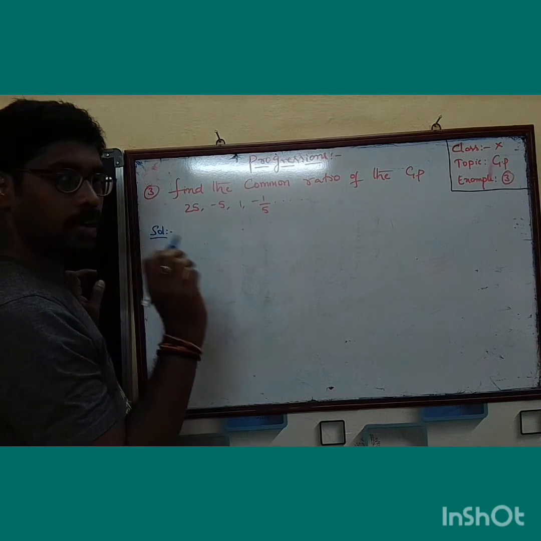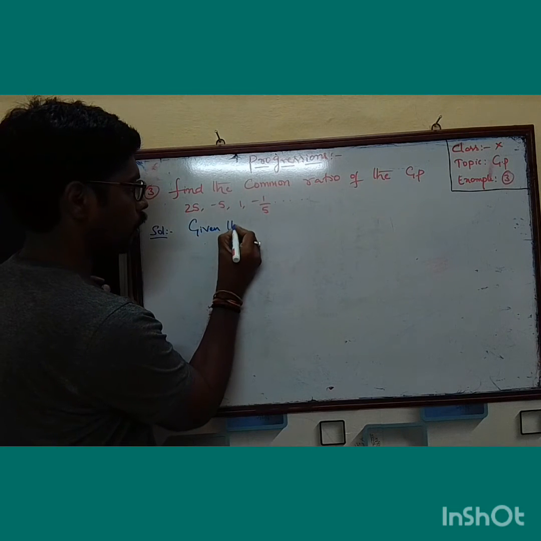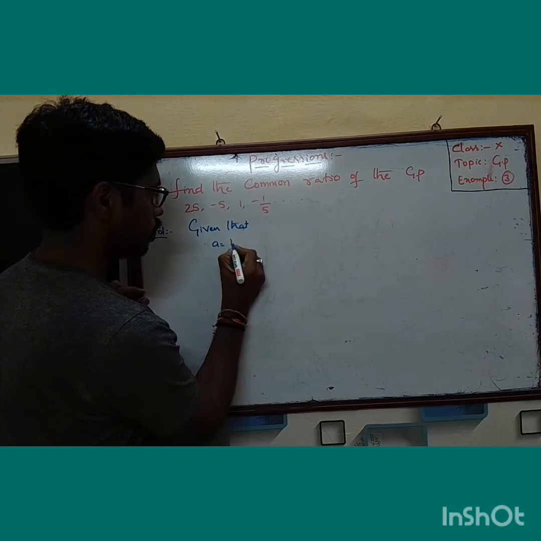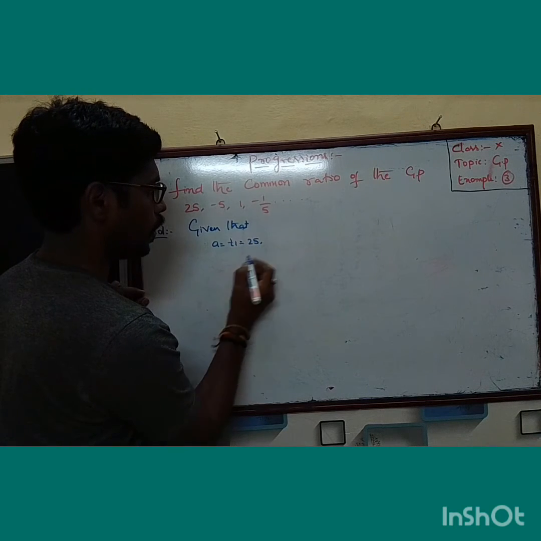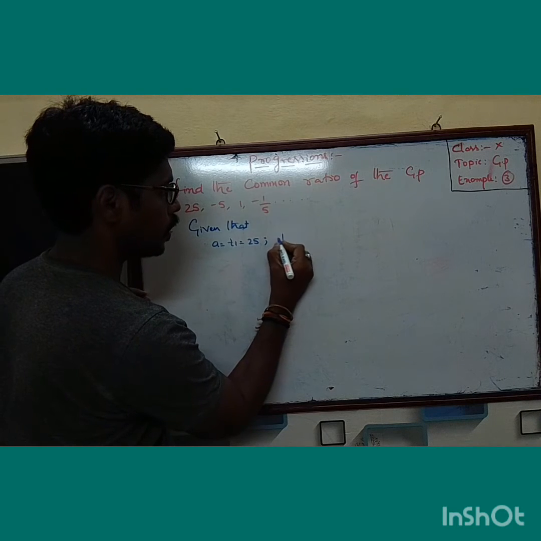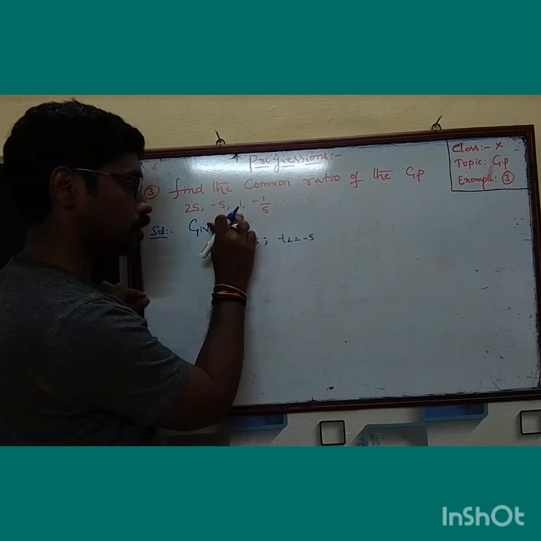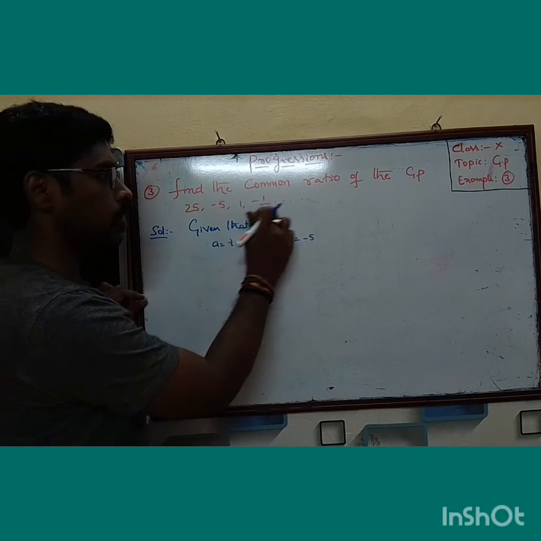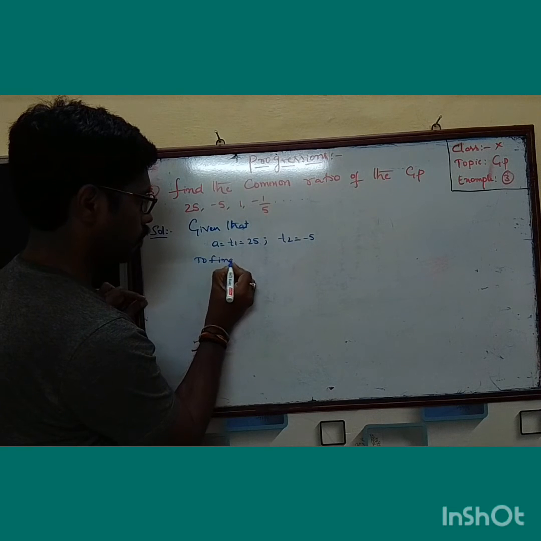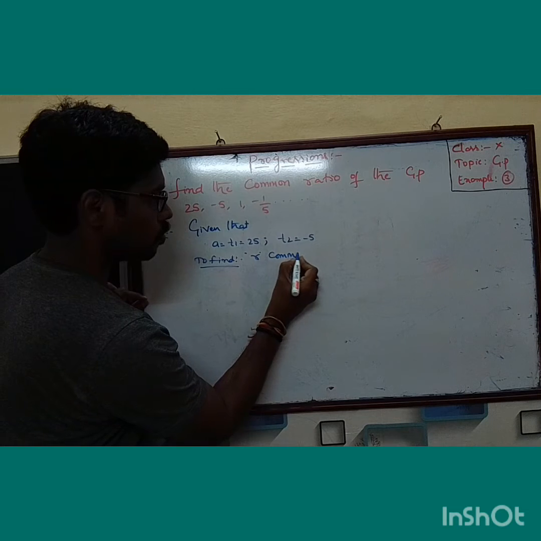Guys, first write down what is given in the question. What is given? Given that A, that is first term, that is nothing but T1, nothing but 25, and T2, that is second term, and T3 is 1, T4 is minus 1 by 5, and so on. In this we need to find R value, that is common ratio.